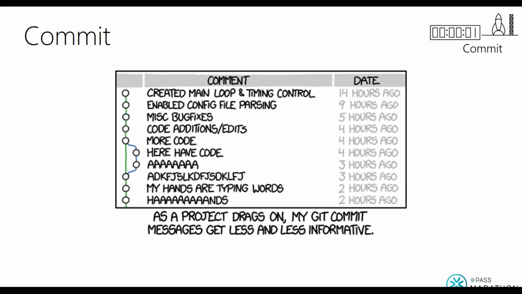The second one, enable config file parsing. That makes sense too. Now I can go right there and I know this is where that was brought in. Miscellaneous bug fixes, that's okay. I understand there's some bugs and they got fixed. But as you go farther down, you're going to see worse and worse commit messages.